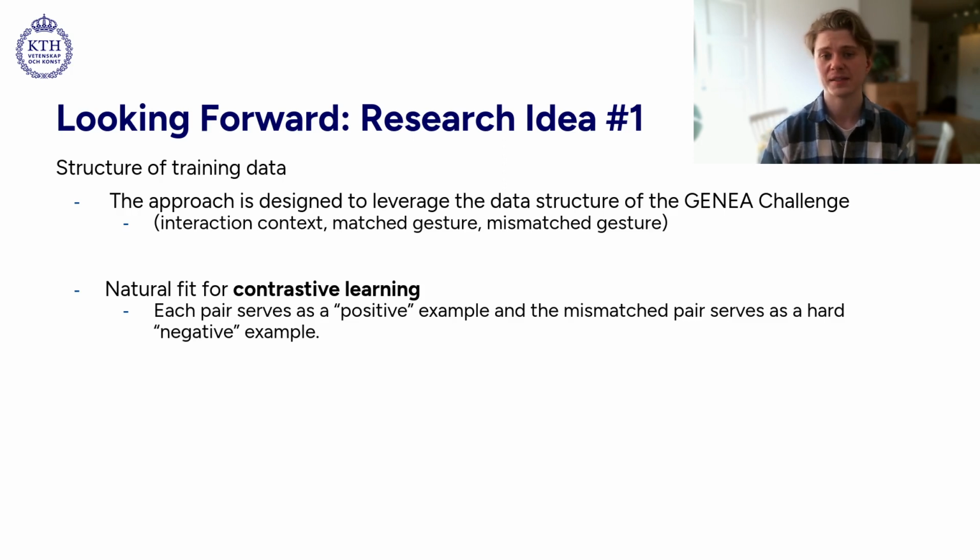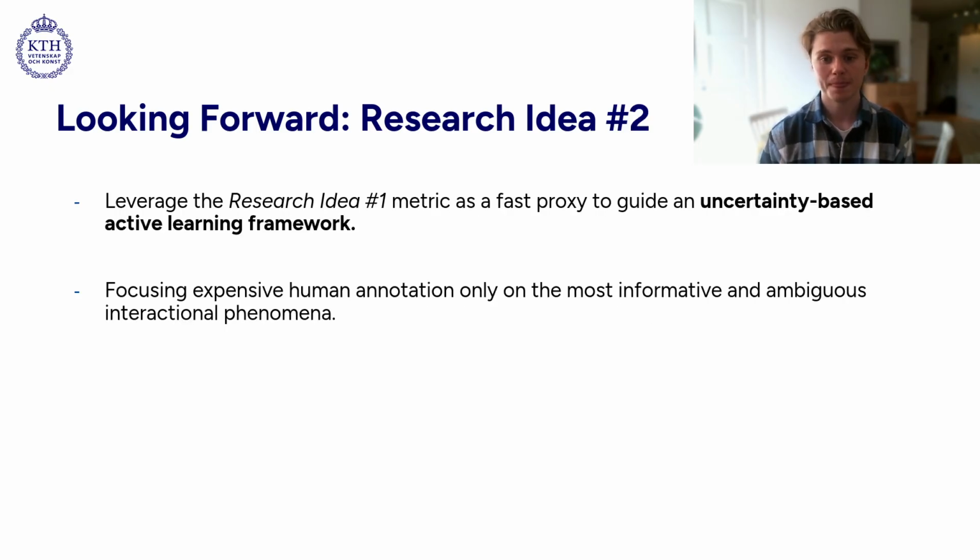This approach is specifically designed to leverage the unique data structure of the GenAI challenge, which gave me the idea of contrastive loss, because the data is structured as interaction, context, matched gesture, and mismatched gesture, which is quite a natural fit for contrastive learning, as I see it, where the matched pair serves as a positive example, and the mismatched pair serves as a hard negative example, which is a different learning paradigm than the ones used to train a standard RLHF reward model, which typically just maximizes the log likelihood of the preferences under a Bradley-Terry model.